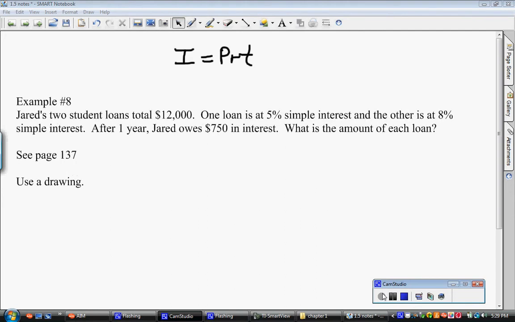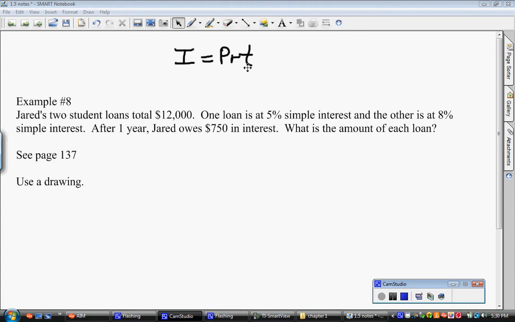The formula for simple interest again is interest equals principal. Principal is the amount of money that you borrow or the amount of money that you're actually putting in an account, times rate. Rate is the percentage, the interest rate. When you do math, you always change percents to decimals by moving the decimal 2 places to the left. And time is time in years.